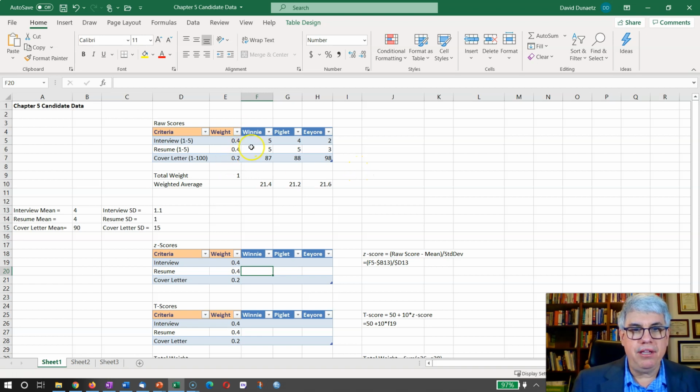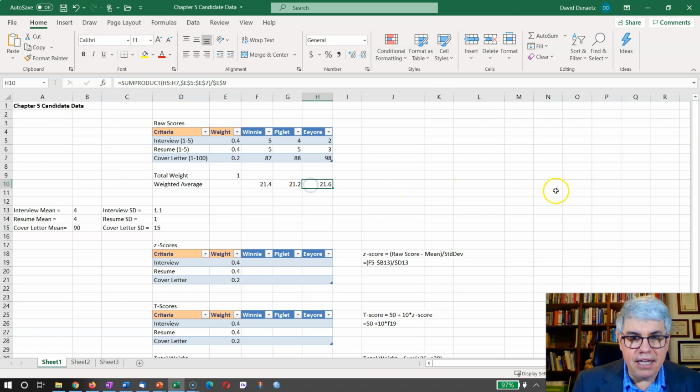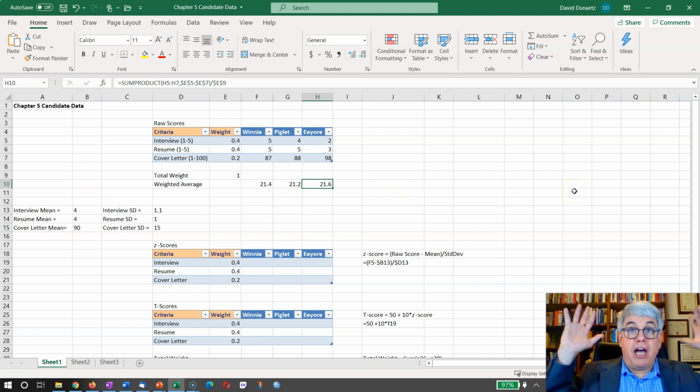So Winnie the Pooh did best in 2, Eeyore did best in 1, Piglet tied for best in 1 and did kind of the middle for the others. And so if we were to do a weighted average like we have been doing before, if I click on here, you can see it says a sum product. If I do the sum product of Winnie's scores and the different weights, and divide them by the total weight, Winnie got 21.4, Piglet got 21.2, and Eeyore got 21.6. He got the highest score.